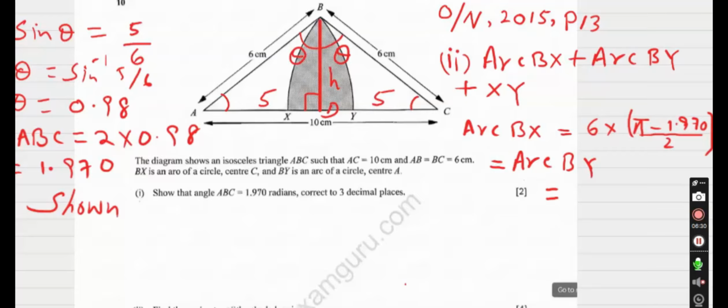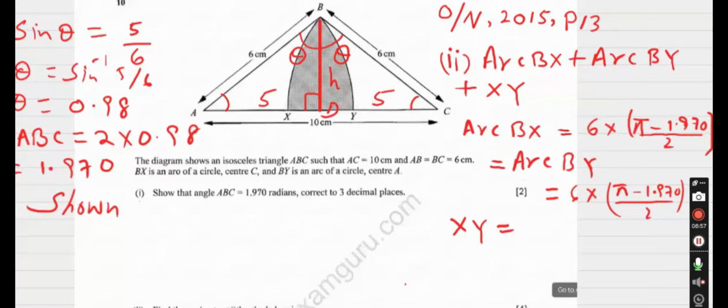Arc BY is also the same because the radius is 6 centimeter and the angle is the same, that is, radius 6, r theta, 6 into (pi minus 1.970) upon 2. So arc BX we have found, arc BY we have found. Now we have to find the length XY.